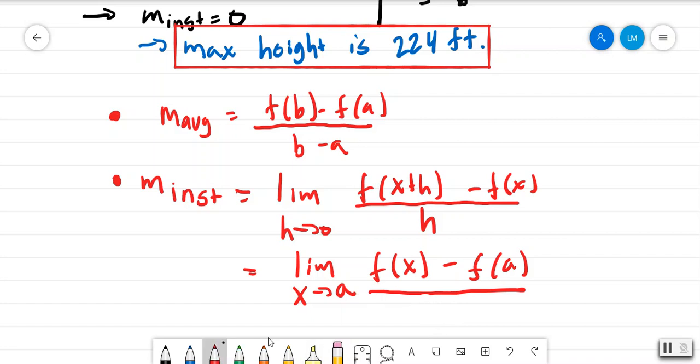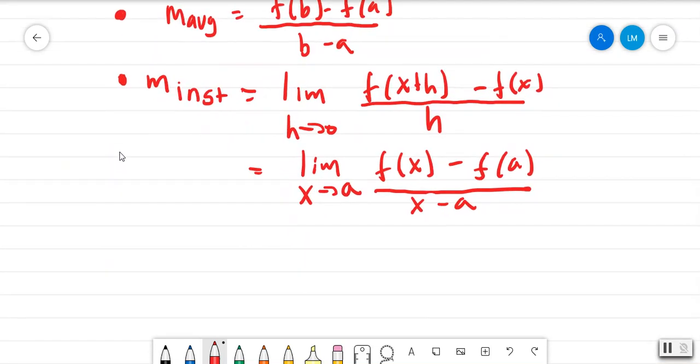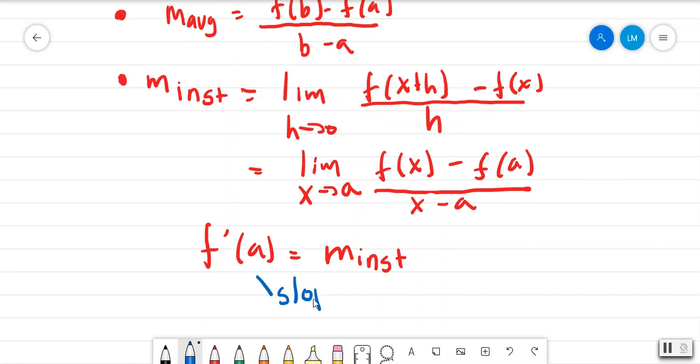Now, the notation for some of this is f prime of a equals the instantaneous rate of change. So we call this the slope of the tangent, or the derivative at a. So in either case, as you move into the idea of derivatives and whatnot, you're actually looking for this notation of f prime of a.